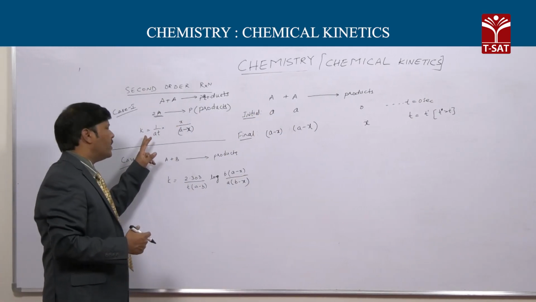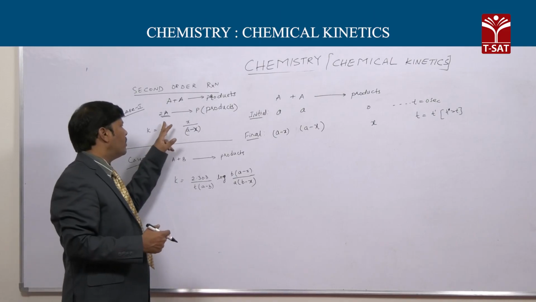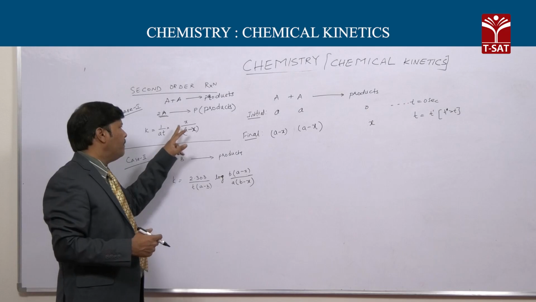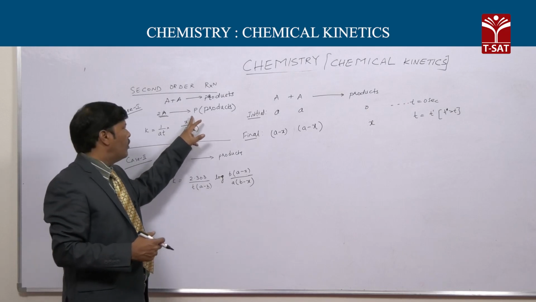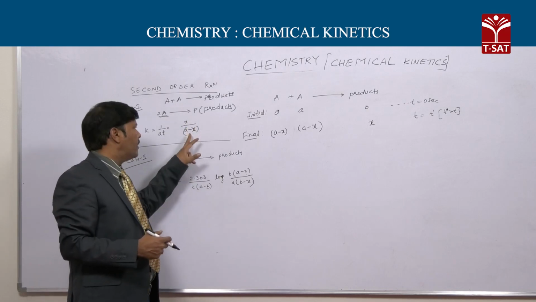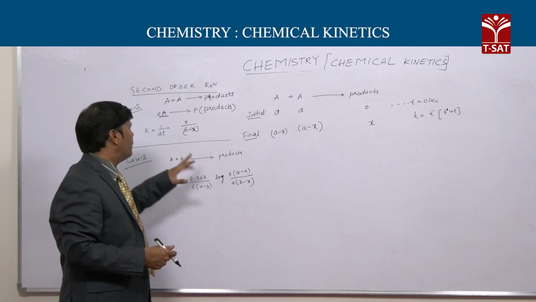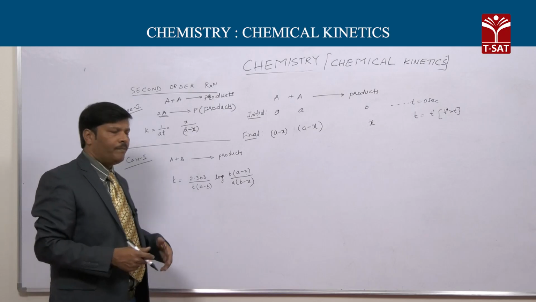So, based on that illustration, the rate constant K is equal to 1 by the initial concentration of the reactants, into time, into the amount of concentration of products formed, divided by the remaining concentration at the lapse of time T dash, which is greater than T. This is for two same reactants.